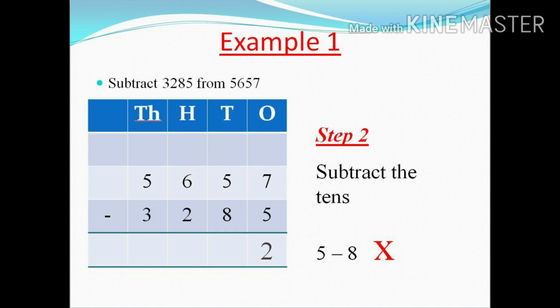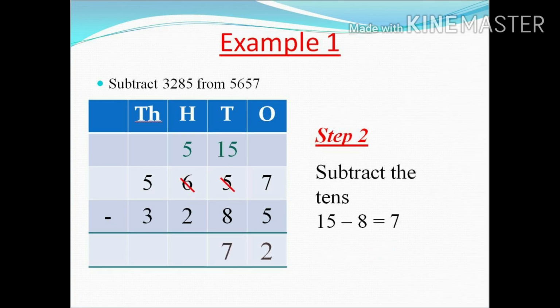So, we borrow 1 from the hundreds place. The number in the hundreds place will become 5 and the tens place will have 15. Now, we can subtract as 15 is bigger than 8. You can draw 15 lines and strike out 8 lines, or you can count forward from 8 till you reach 15. However, 15 minus 8 we get 7. Write it below the tens column.